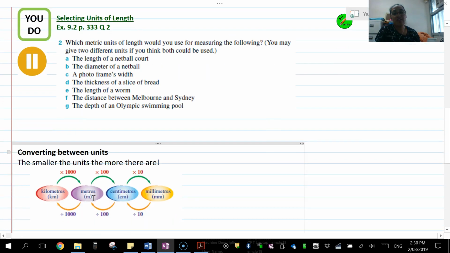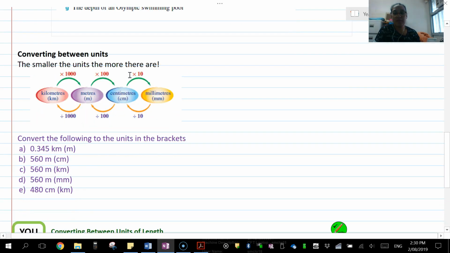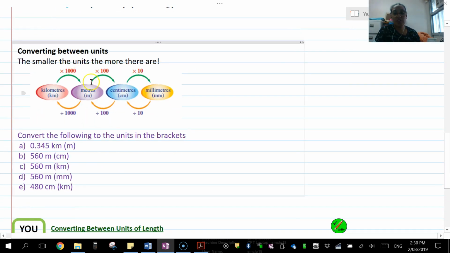Righto, now that you've paused and had a go, like kind of getting your head around when you would use the appropriate measurements, we're going to do some conversions. Now, there's lots of different ways to think about this. One of the things I like to use is thinking of the smaller the units, the more there's going to be. So that's why you have to multiply when going in this direction, and then the larger the units, the less there's going to be. So you have to divide.